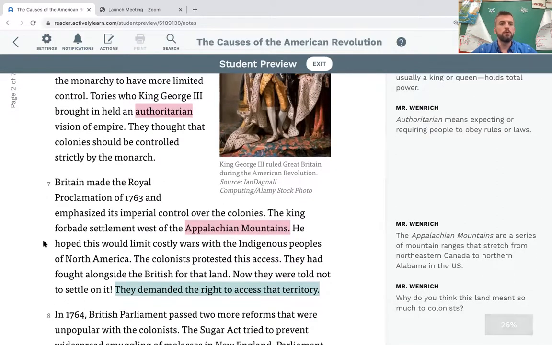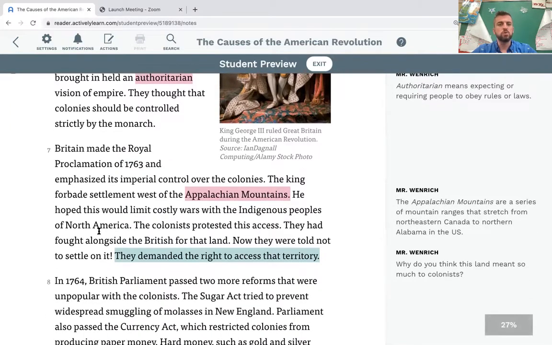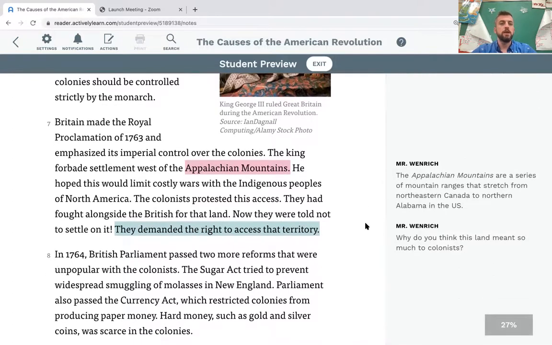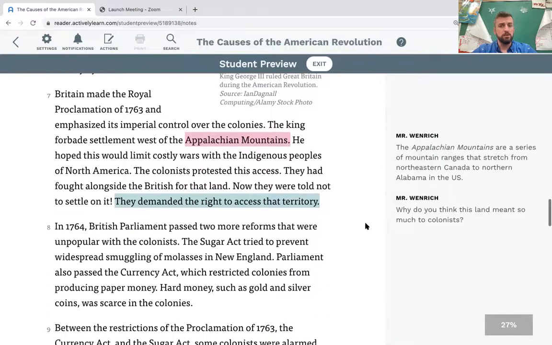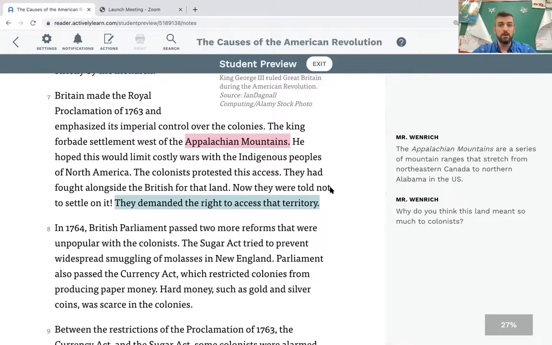Britain made the Royal Proclamation of 1763, whoa now, and emphasized its imperial control over the colonies. The king forbade settlement west of the Appalachian Mountains. He hoped this would limit costly wars with the indigenous peoples of North America. The colonists protested this. They had fought alongside the British for that land. Now they were told not to settle on it. They demanded the right to access the territory.